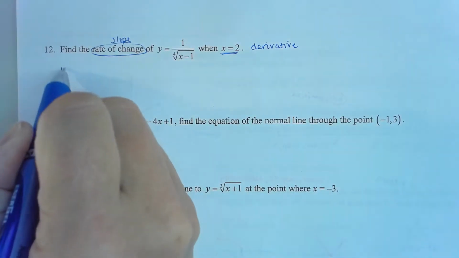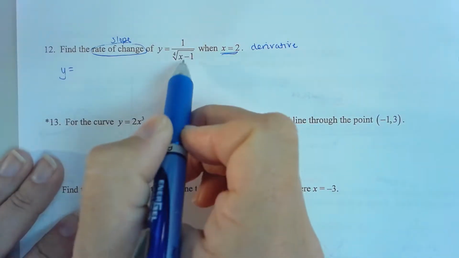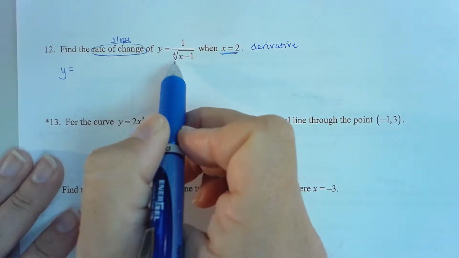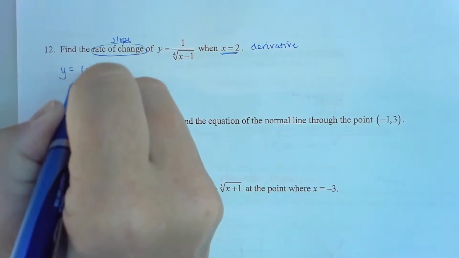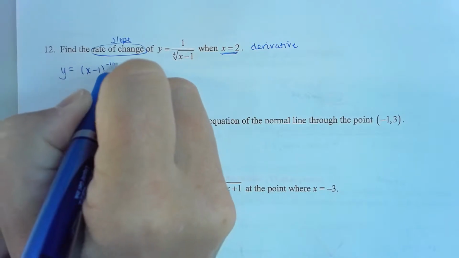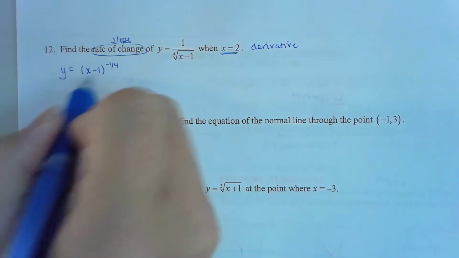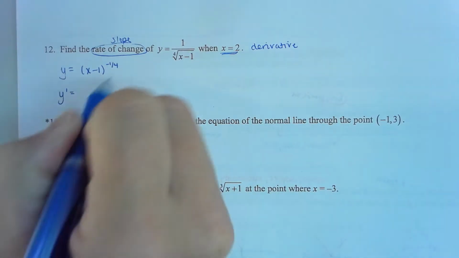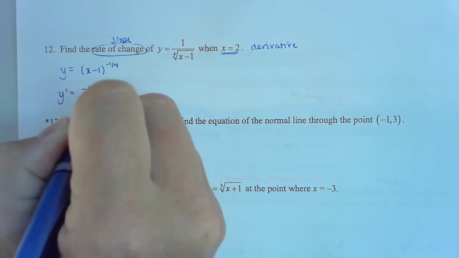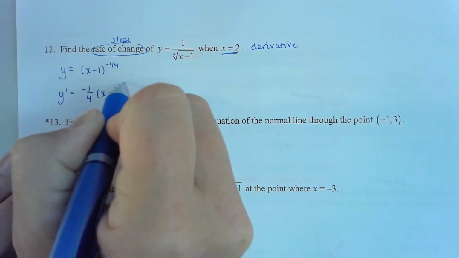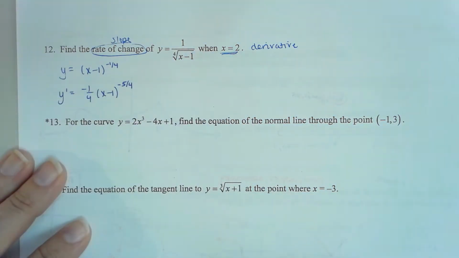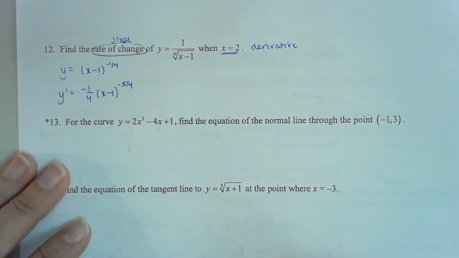So the first thing I'm going to do is rewrite this function. I have 1 over the 4th root of x minus 1. That's the same as x minus 1 to the negative 1/4. That's my function. So now we'll take the derivative. The negative 1/4 comes down in front, and I subtract 1 from the exponent. Negative 1/4 minus 1 is negative 5/4.